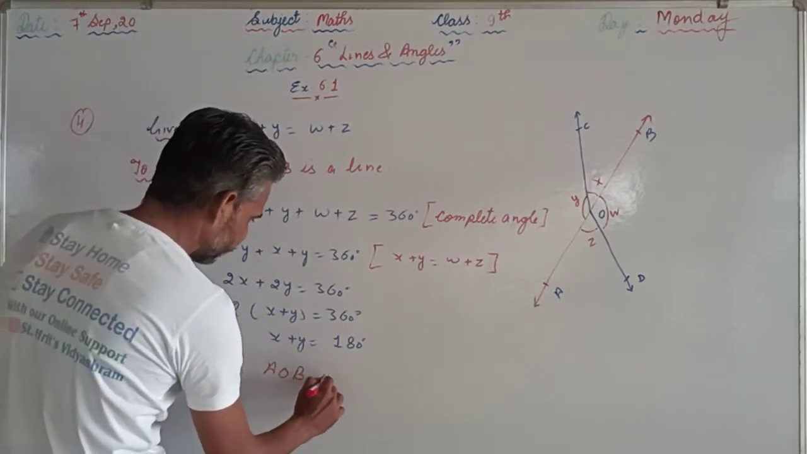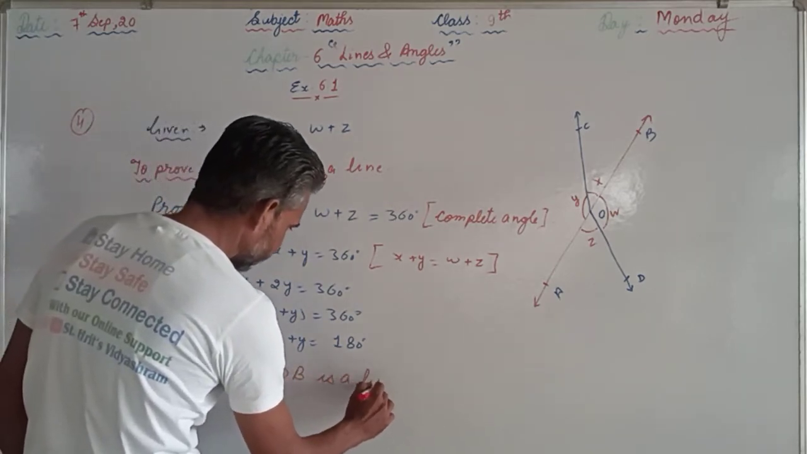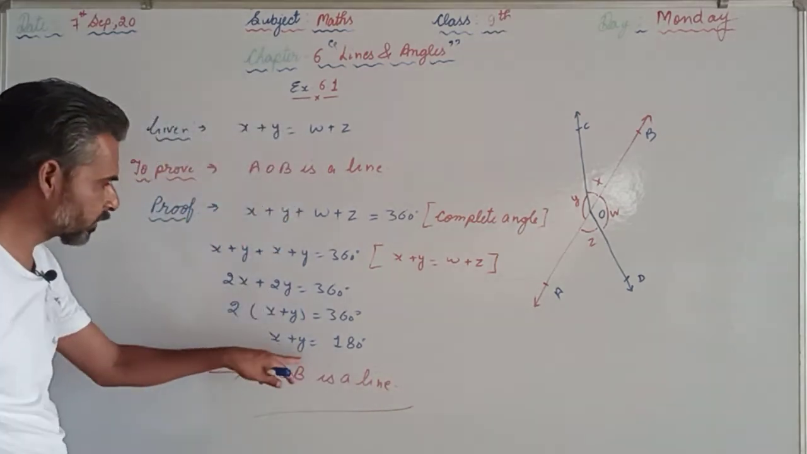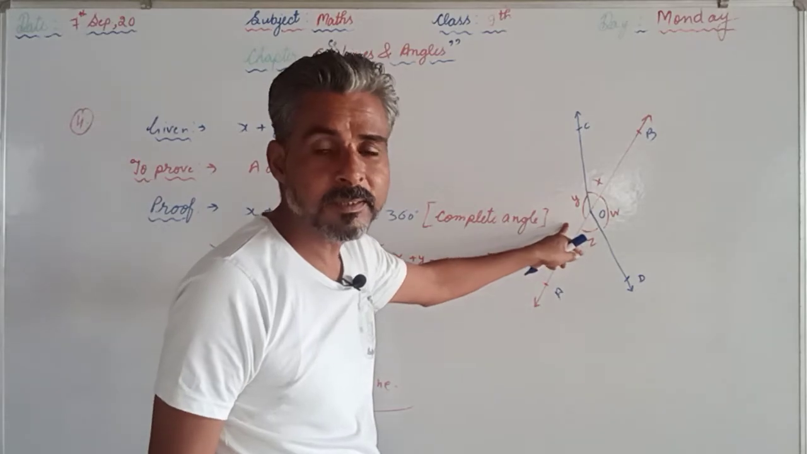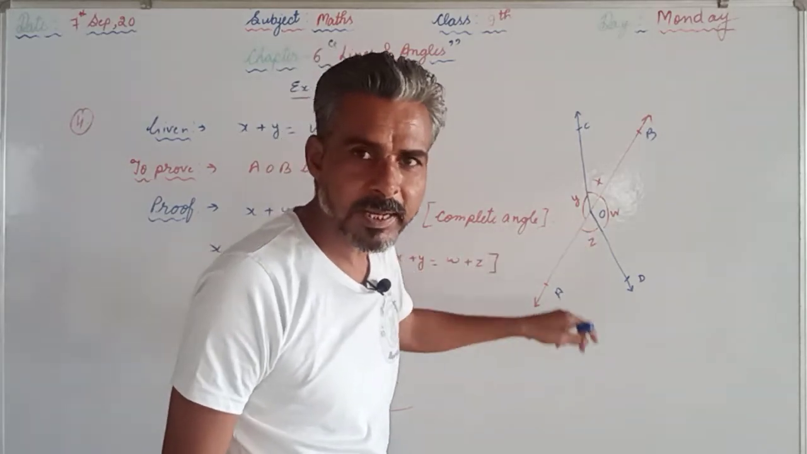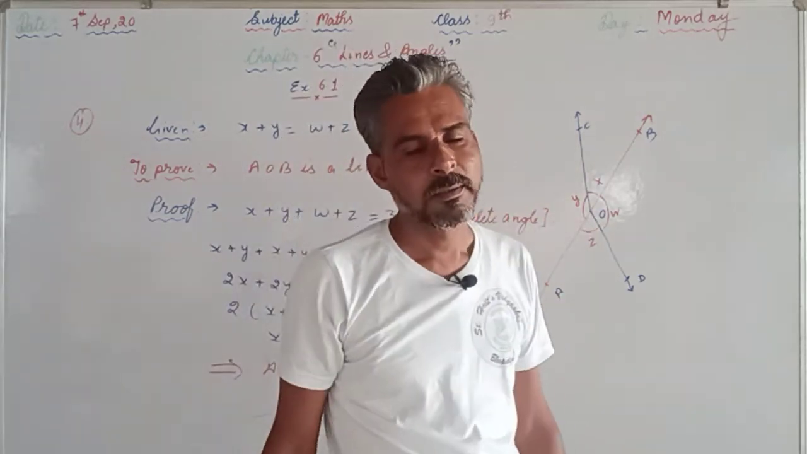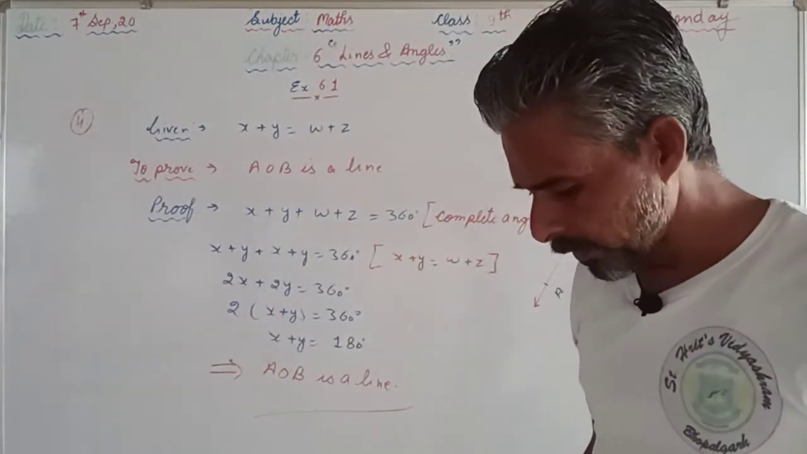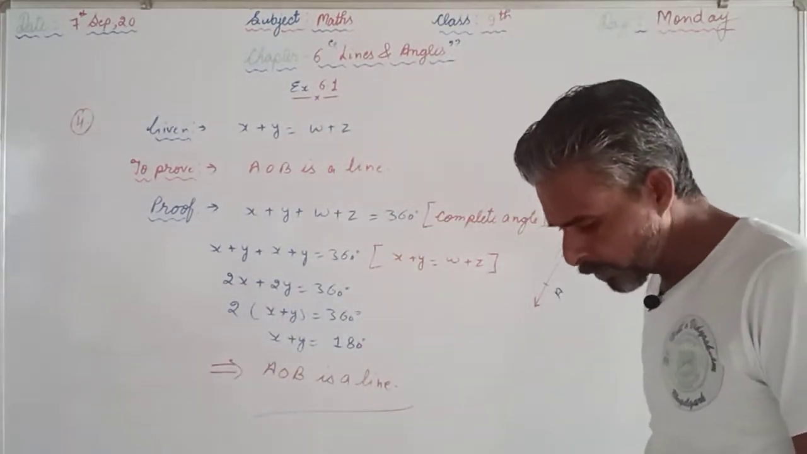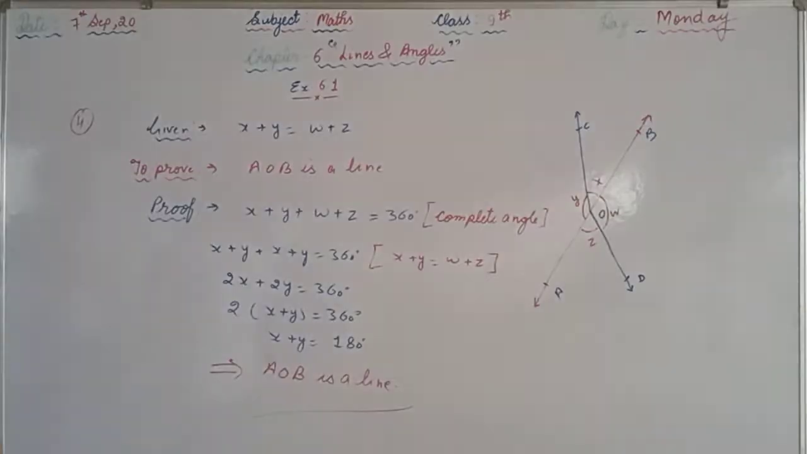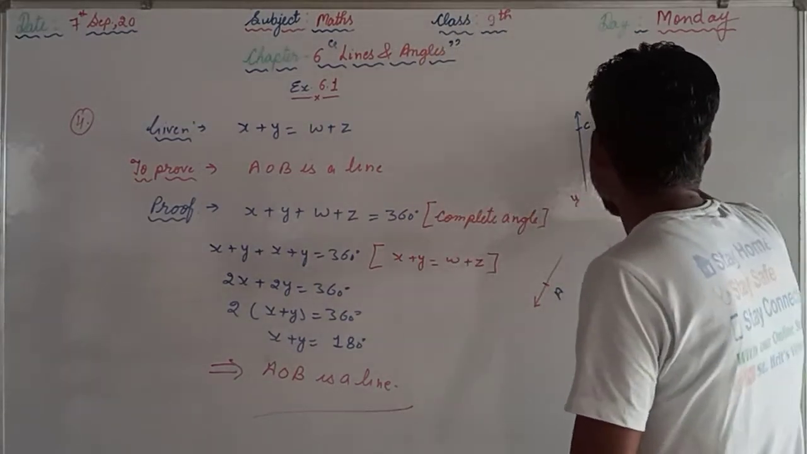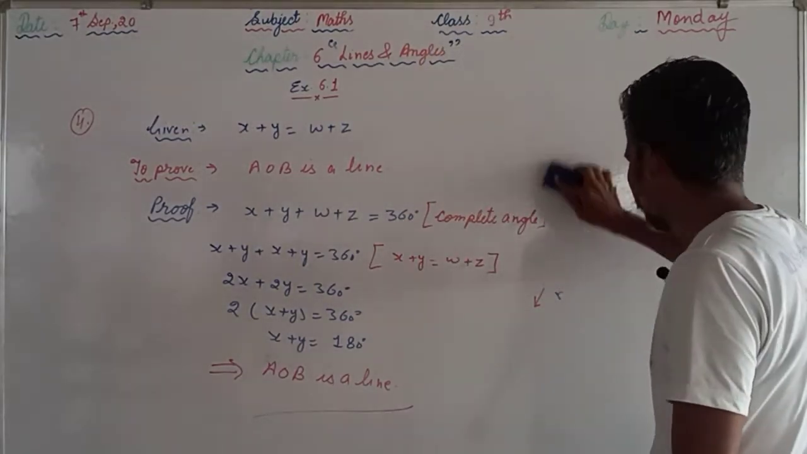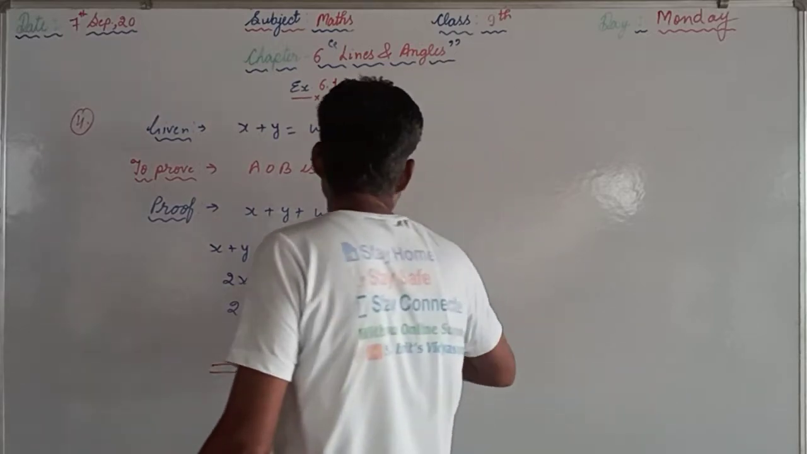Why? Because x plus y is equal to 180. X plus y equal to 180 means it is a straight angle. Straight angle means it is a straight line. Like this we are supposed to proceed with the questions given in this chapter or in this exercise. After this we will read question number 5, the next question of this exercise.